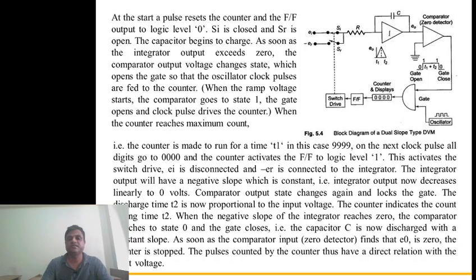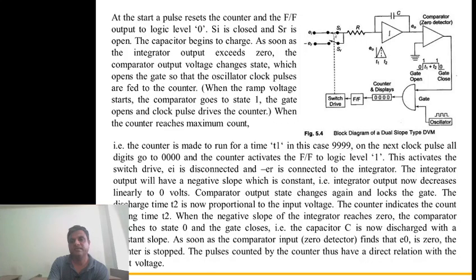So see this particular diagram. At the start, a pulse resets the counter. See this circuit. This circuit is connected to this counter, and this counter is connected to the AND gate. So if this output is 0, the output of the AND gate is 0, so it resets this counter. So at the start, the pulse resets the counter and the flip-flop output is at the 0 level.